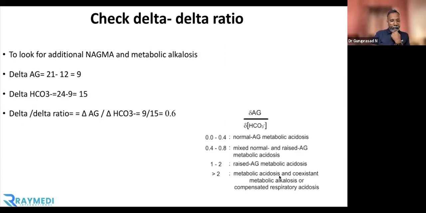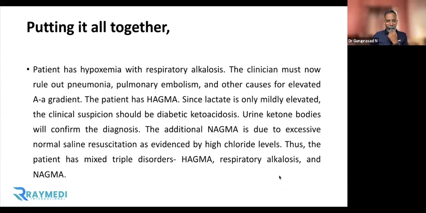So the delta anion gap: the anion gap calculated was 21, the normal is 12. So the delta anion gap is 9 and the delta bicarb is 15. You have to divide this 9 by 15 and the value you get is 0.6. So 0.6 matches to this. So this patient is having both normal anion gap and high anion gap metabolic acidosis.